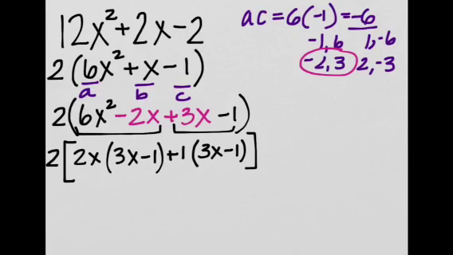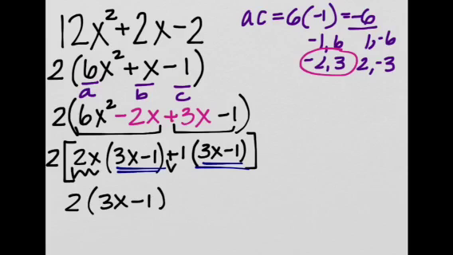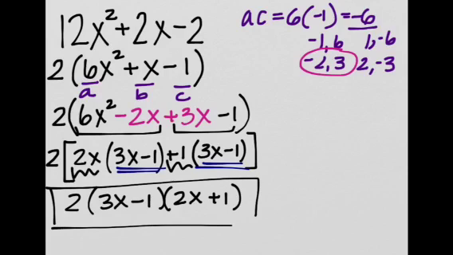My quick check here, I have a 3x minus 1 here and a 3x minus 1 here, so I'm good to go. So I'm going to bring down the original 2. I have my 3x minus 1, and then I'm going to take my remaining terms, my 2x plus 1, and put them together so that my final answer, I have 2 times the 3x minus 1 times 2x plus 1.